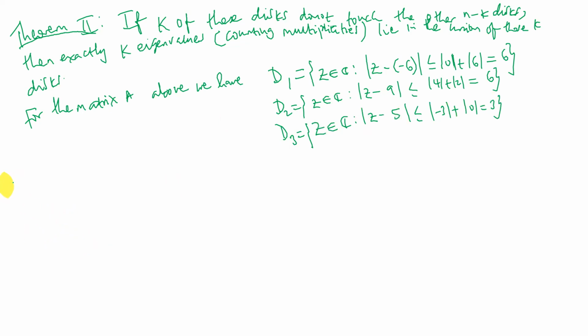Right, so according to the Gershgorin circles, disks 1 and 2, we have that one eigenvalue lies in D1.